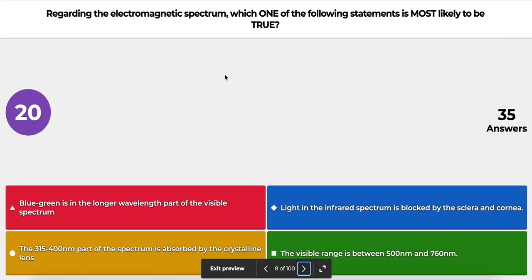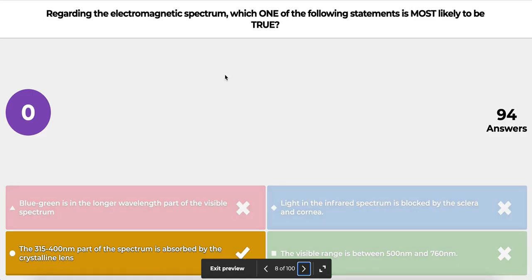Blue-green is the longer wavelength part of the visible spectrum, or light in the infrared spectrum is blocked by the cornea and sclera. The 315 to 400 nanometer part of the spectrum is absorbed by the crystalline lens, or the visible range is between 500 nanometer and 760 nanometer. So the correct answer is C.